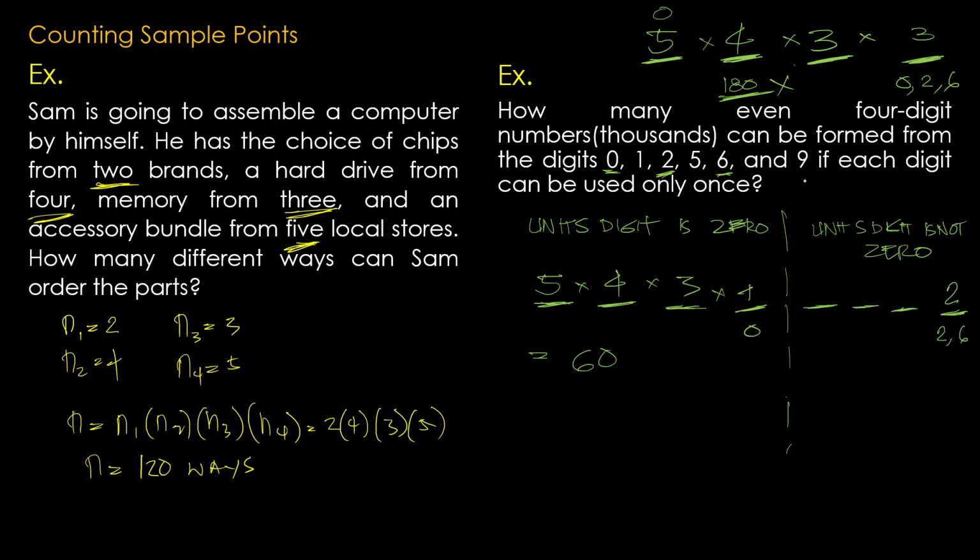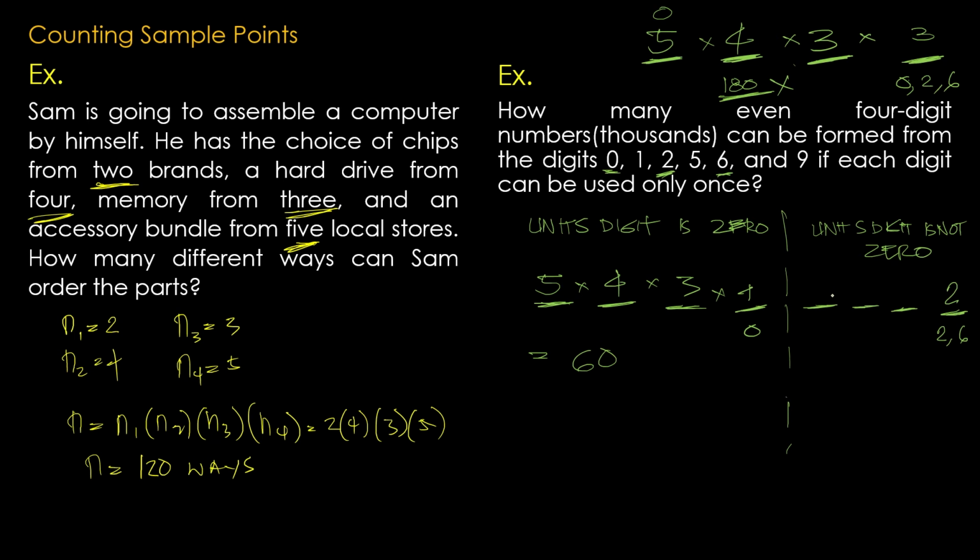You have 5 choices, because you can only utilize either 2 or 6. So if you remove one of them, you still have 5 choices. You may have 0, 1, 5, 6, and 9, if 2 was chosen. Or you can also have 0, 1, 2, 5, and 9. So you still have 5 choices.